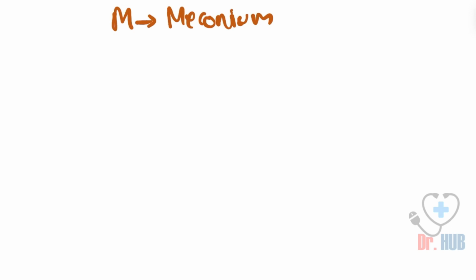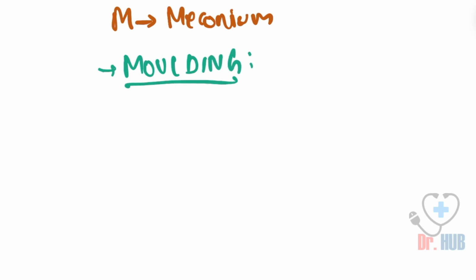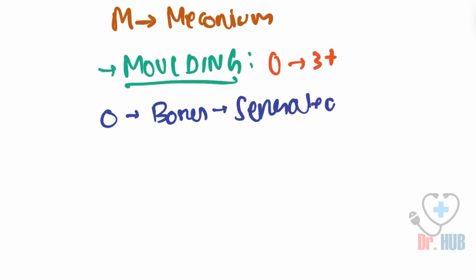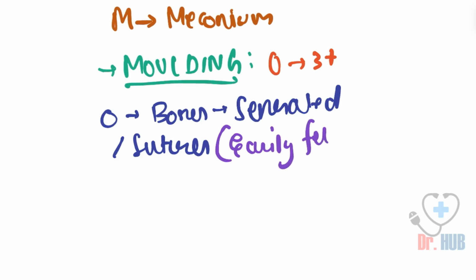Then we look at the molding. What is molding? For molding, there are some gradings which we need to know, from 0 to 3 plus. Grade 0 means that the bones are separated, and the sutures can be easily felt.